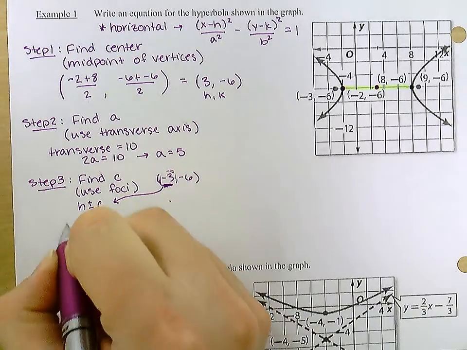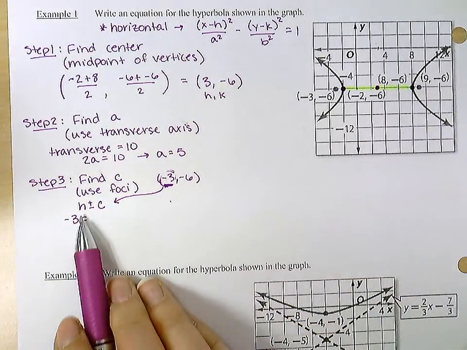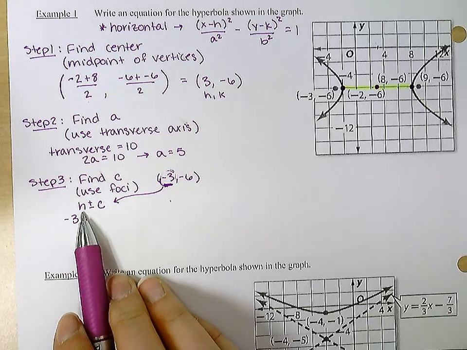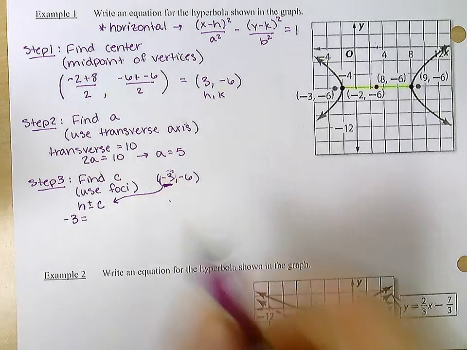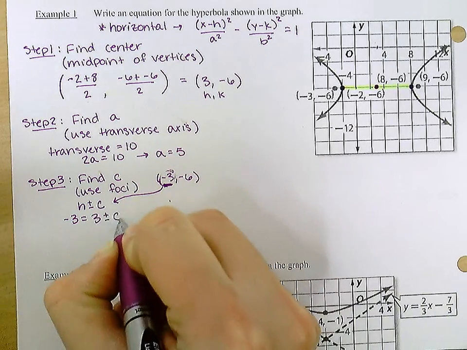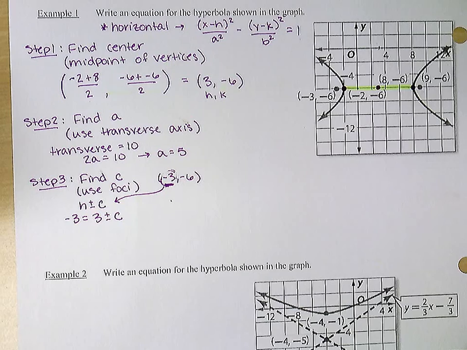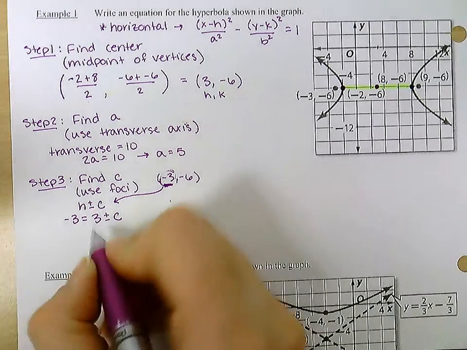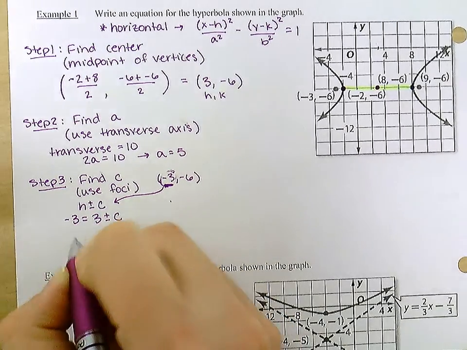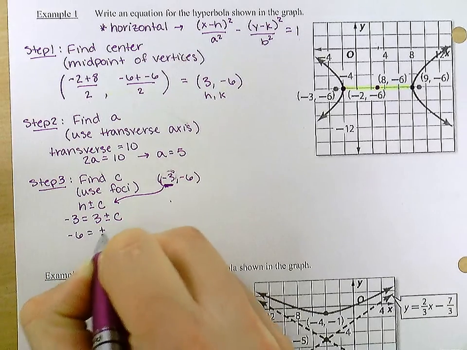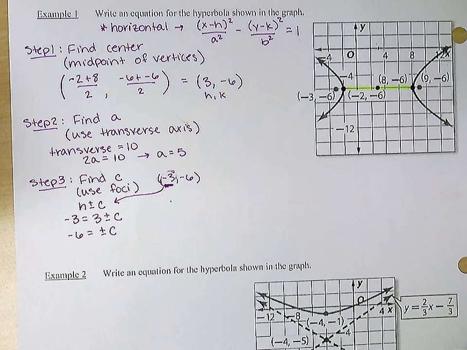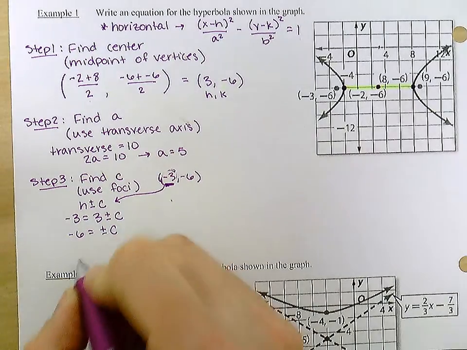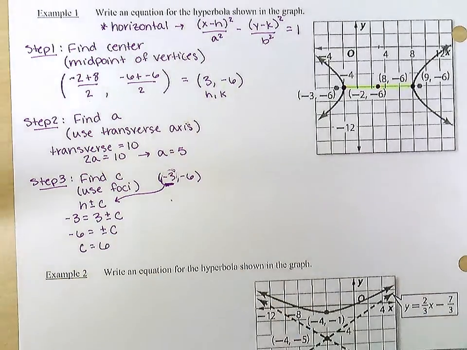So I can set -3 equal to our h value, which is 3, plus or minus c, because I want to find what c is. So I would subtract 3 here to get -6 is plus or minus c. And your a, b, and c values should always be positive. So I would just take the absolute value of that to get c is 6.